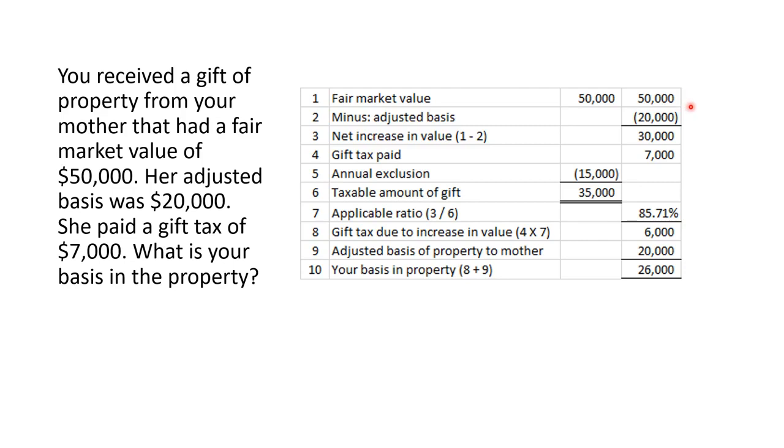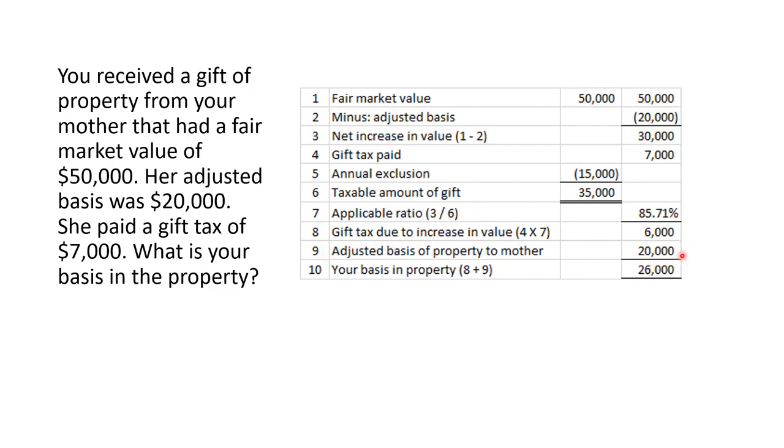What we have is fair market value is greater than the donor's basis. So we're essentially going to base our calculation, our starting point, on the adjusted basis of the donor. Donor's adjusted basis was just $20,000. Well, that's simple enough. Since fair market value is greater than adjusted basis, we're going to use the adjusted basis of the donor, in other words, the mother's adjusted basis, as our starting point.